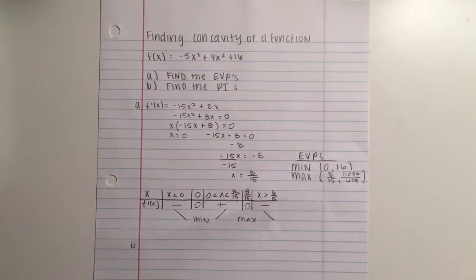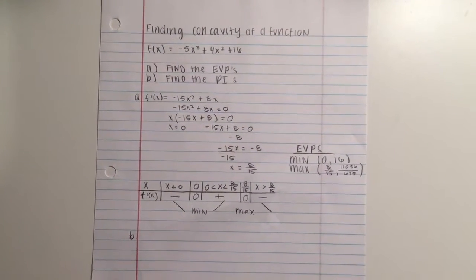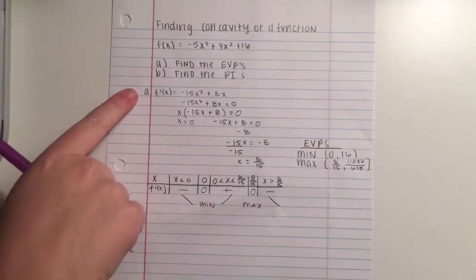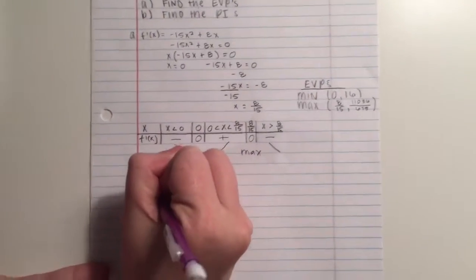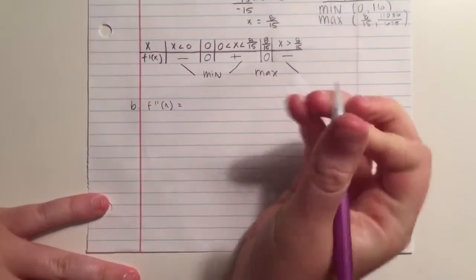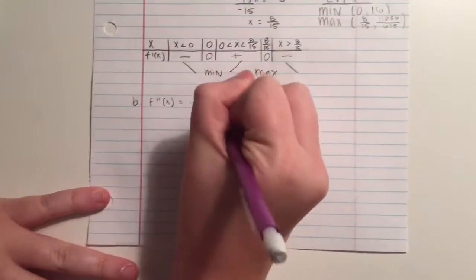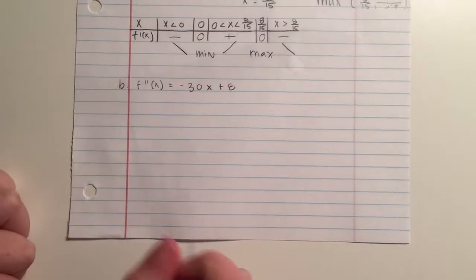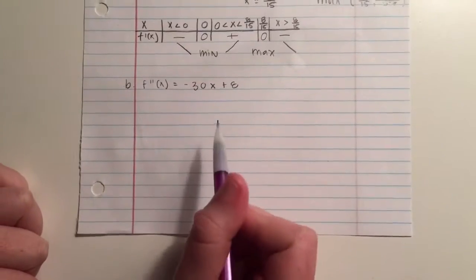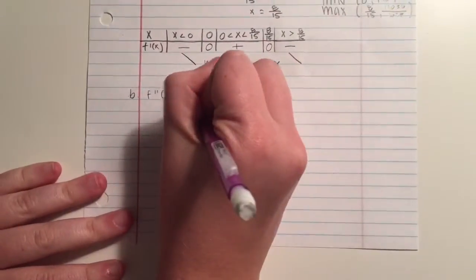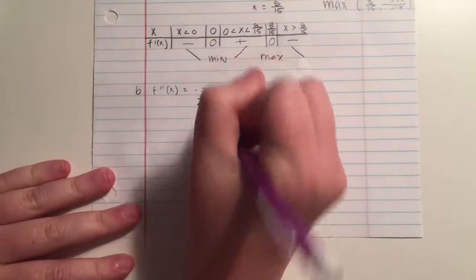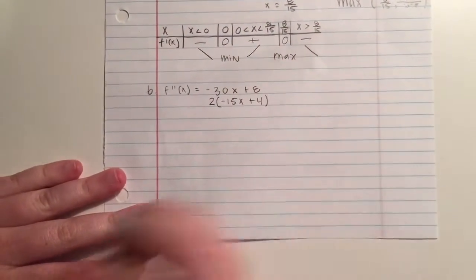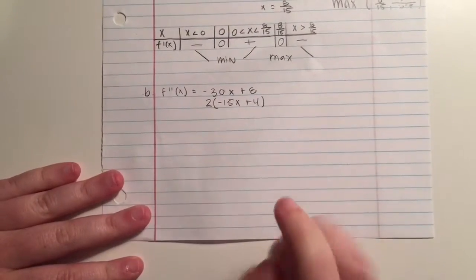Part B says that we need to find the points of inflection. So what we need to start out doing is taking the second derivative. So we're going to take the derivative of the first derivative. So we have f double prime of x is equal to negative 30x plus 8. So we need to factor something out of this, and the only thing that these two terms have in common is a 2. So we're going to factor out a 2, and then we're left with negative 15x plus 4.